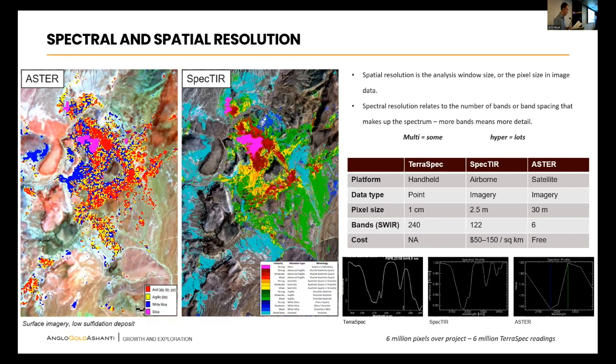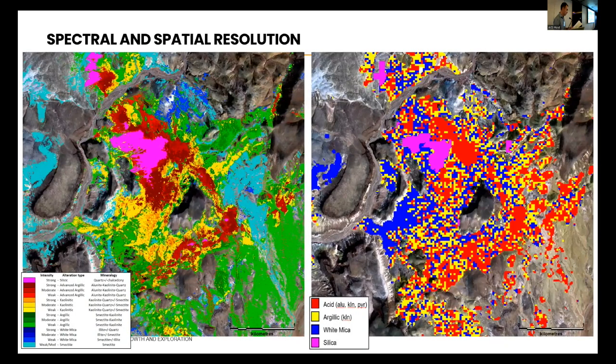A bit more of a comparison between the multispectral Aster and the hyperspectral Spectre. These are mineral maps that I produced, another common product out of these remote sensing data sets. I'll zoom in, have a closer look. I think I've swapped sides there just to confuse you. So we've got the Aster on the right now.